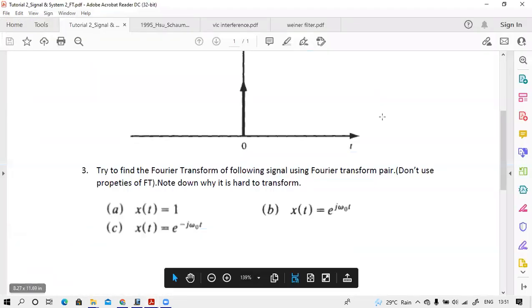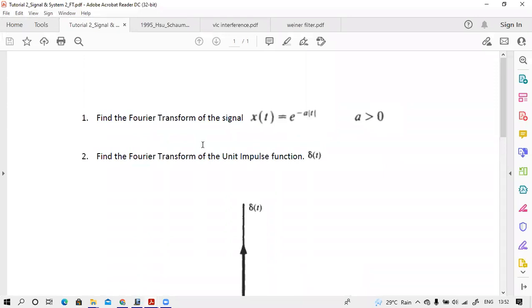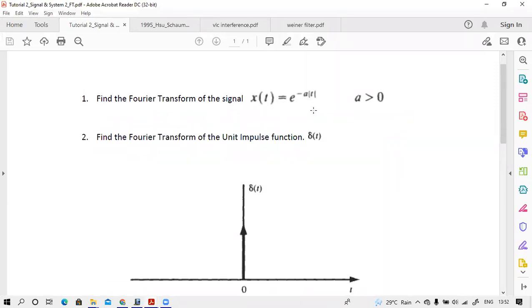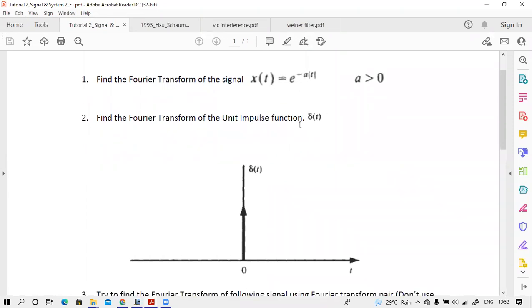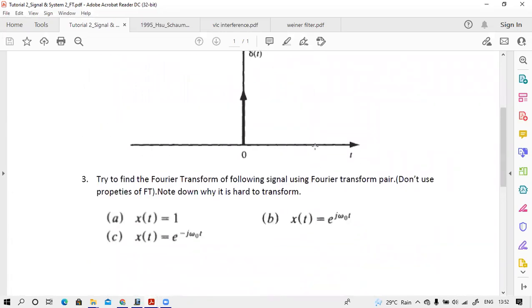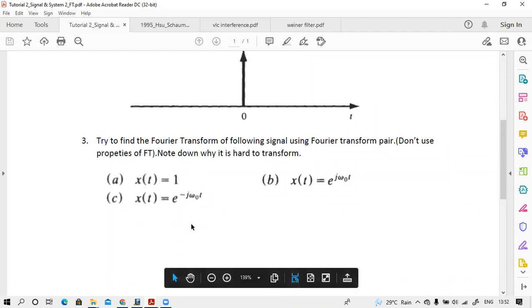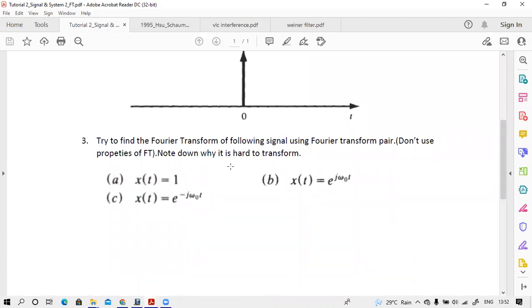So in the previous week, we evaluated the Fourier transform of the function e to the power minus a magnitude t, and of delta t, the unit impulse function. After that, we tried to evaluate the Fourier transform of this kind of signal using our first principle, the basic method, using the Fourier transform pair.